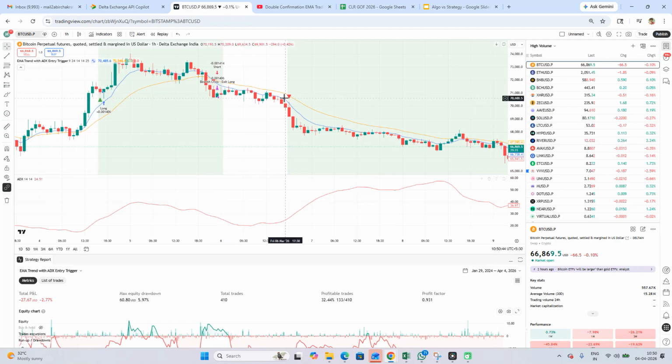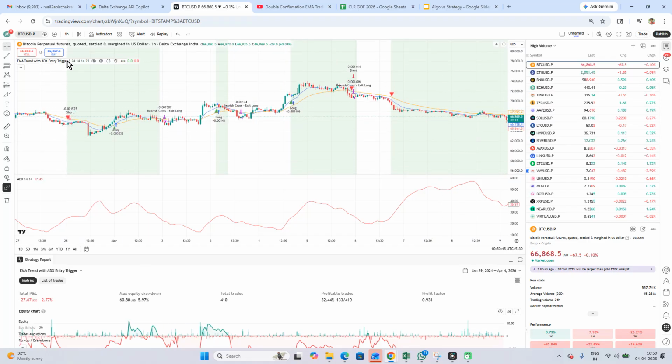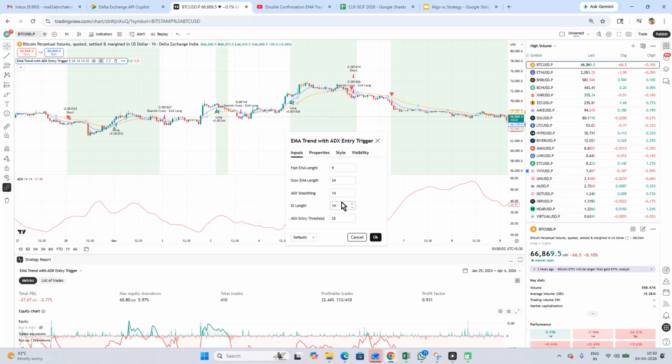So this ADX level is perfectly fine, and the EMA level is pretty straightforward. You can see the inputs 9 and 24, and these are the ADX smoothing and DI length. And this is the threshold.